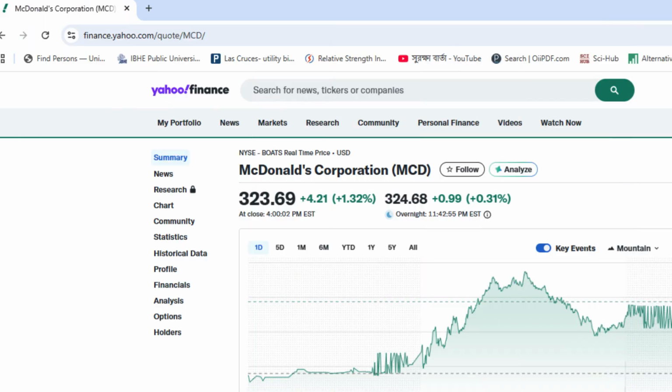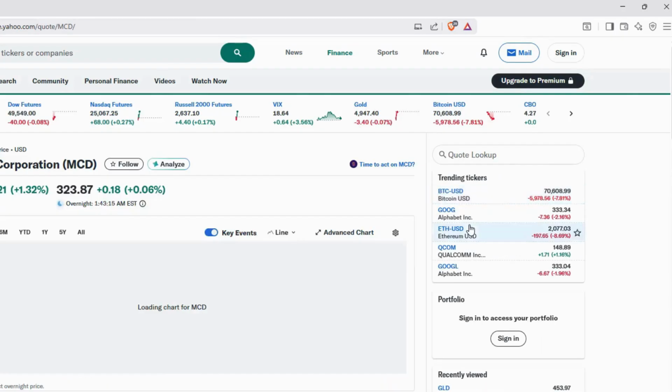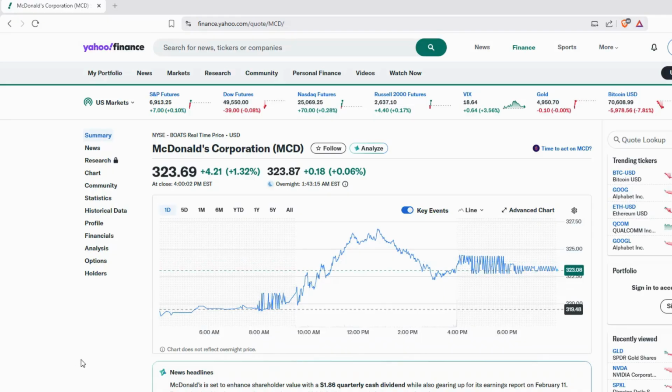To get to this page, you simply go to Yahoo Finance, and in the search bar at the top, you type the name of the company or its ticker symbol. In this example, I searched for McDonald's and selected McDonald's Corporation, ticker symbol MCD. Once you click on the company, Yahoo Finance automatically takes you to the summary page, which is the main stock quote page. This page gives you a complete snapshot of the stock, price, performance, valuation, and key financial information all in one place. Now let's walk through everything we see on the screen.